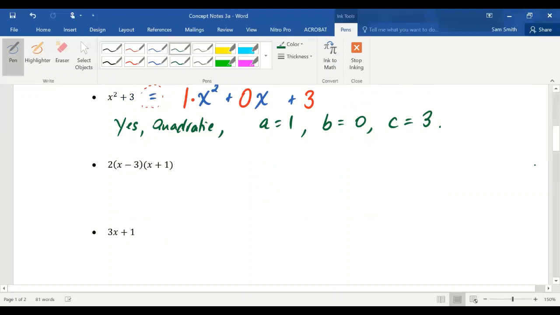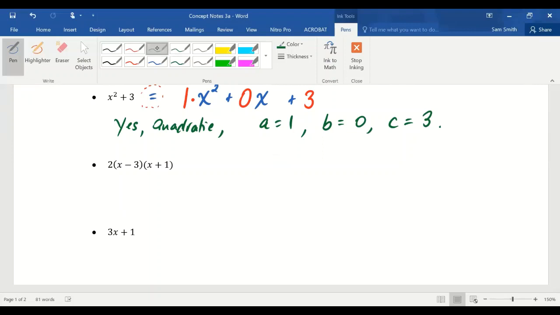Okay, what about this expression? Now this one looks very strange because at the moment it seems like we don't have any x squareds. And if we don't have any x squareds, is the expression really quadratic? Well, let's again make an attempt to rewrite this expression.